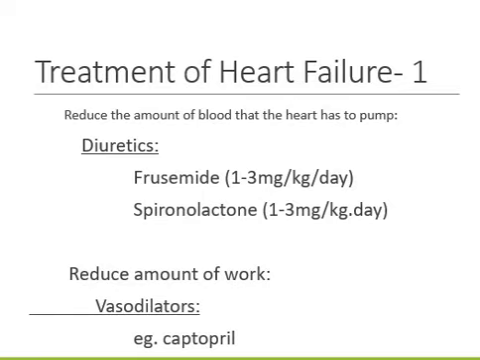The first thing is you want to reduce the amount of blood the heart is pumping. How do you do that? You give diuretics like furosemide, spironolactone, and you don't have to memorize the doses because you can always check in your guidelines how much you should give, and reduce the amount of work. You can give vasodilators like captopril, which is an ACE inhibitor, but you should be careful because captopril can cause hypotension, particularly in patients with ventricular dysfunction. So you have to measure the blood pressure before introducing captopril.